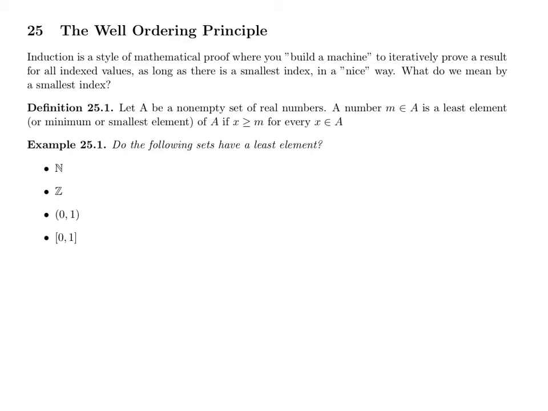On our way to showing the idea of mathematical induction, there's an important idea called the well-ordering principle, which we're just going to talk about, but it kind of underpins the idea of induction. We'll talk about that once we get to induction and the next topic. But the key to induction is that you're building some machine that you're using to prove some result for all indexed values. But the key is there needs to be some sort of smallest index. We really care about having a smallest index. So let's explore what we mean by that.